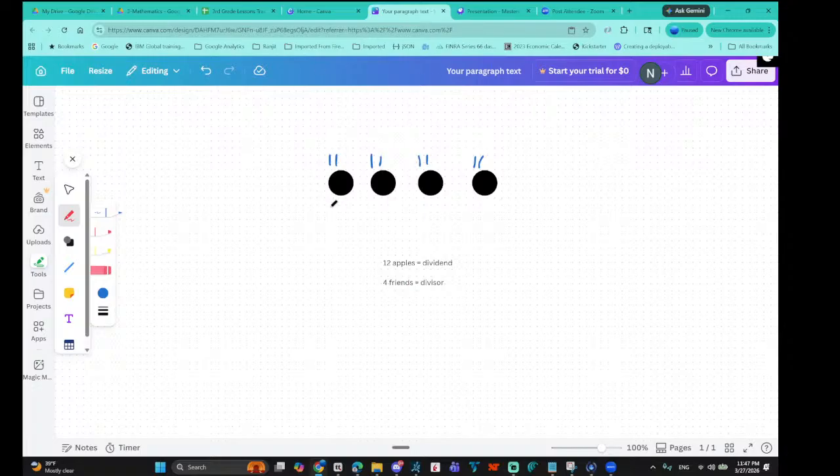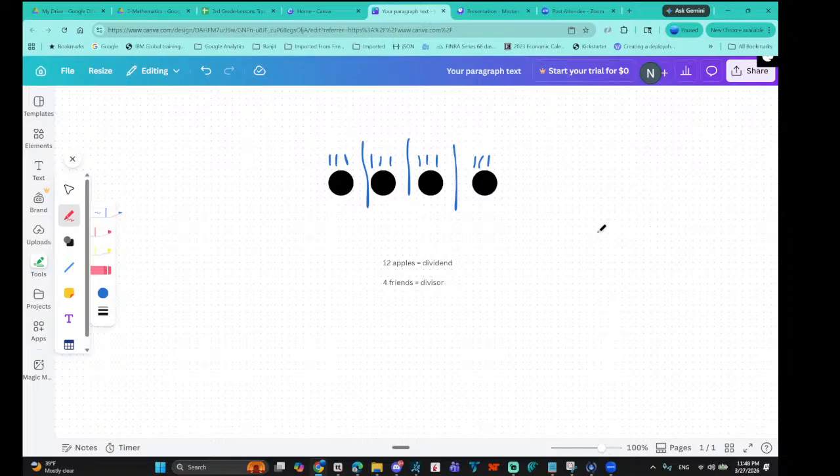And we'll keep repeating this process until we reach the number 12, because that is how many apples we have. So this was 8, 9, 10, 11, 12. So in this example, we have 3 apples for each person. So then we have 4 equal groups of 3.